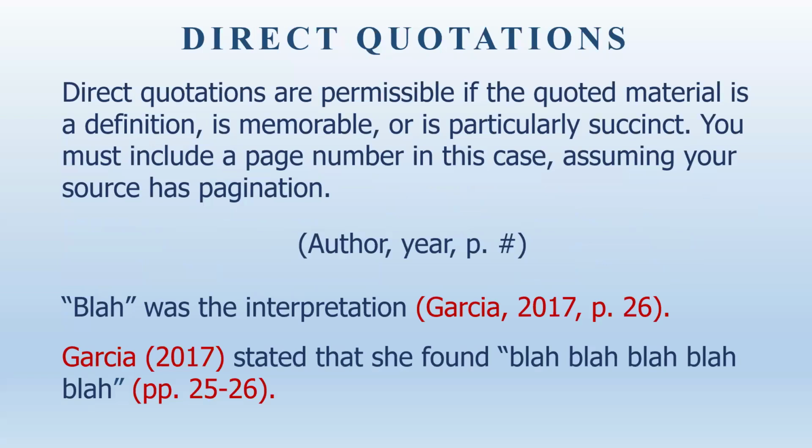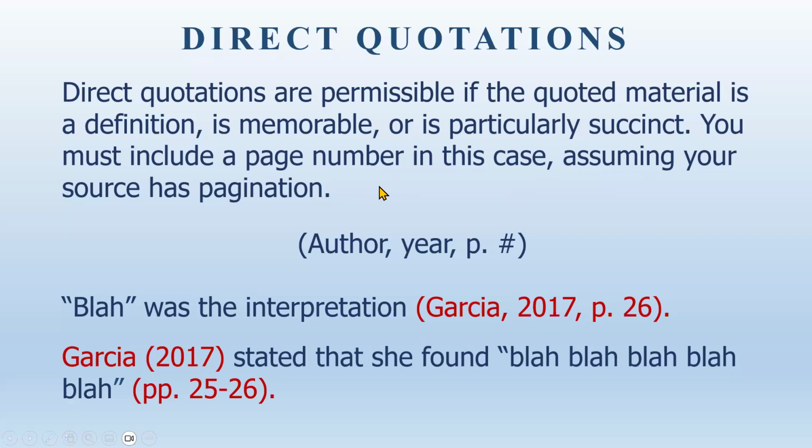But having said that, it is okay to quote directly if there's a reason to. So for example, if your quoted material is a definition, the way the definition is phrased is really important, so you might want to quote it. Maybe it was a really memorable turn of phrase, or it was a very succinct, just a very great way of saying something. You're allowed to quote in that case. And in such an instance, you must have a page number if your source has pagination.